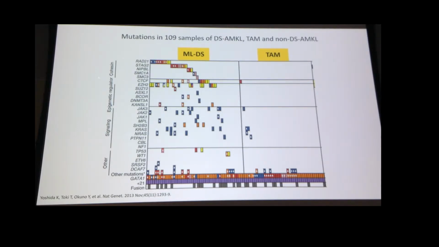They saw mutations in genes that were critical to the cohesin complex. They saw mutations in epigenetic regulators, mutations in proteins that are parts of cell signaling cascades, and then a host of other mutations in genes like TP53 and WT1. And they speculated that these are the third hit mutations that are critical for leukemogenesis in these patients.